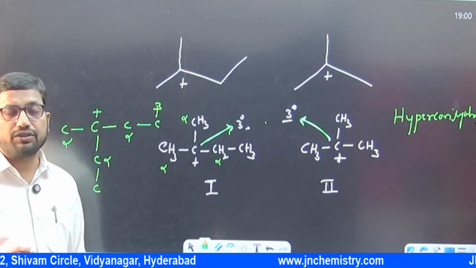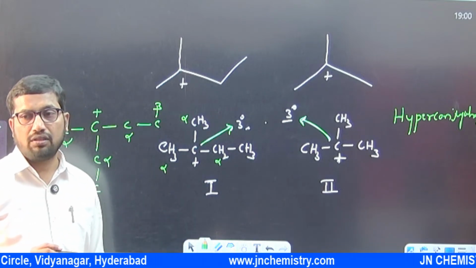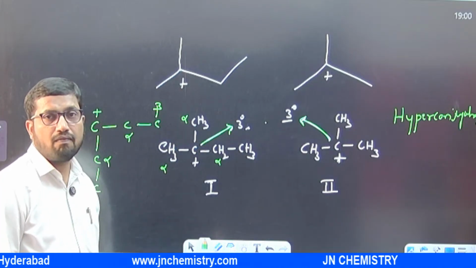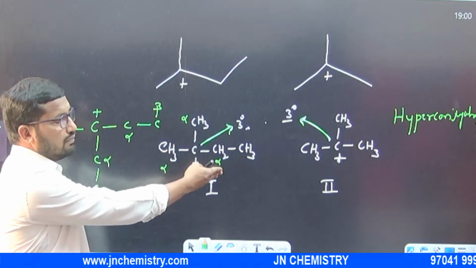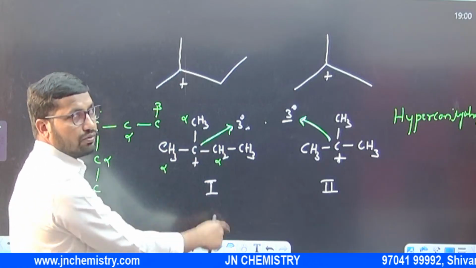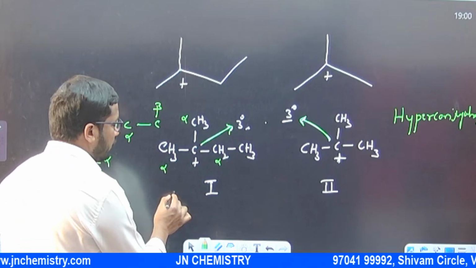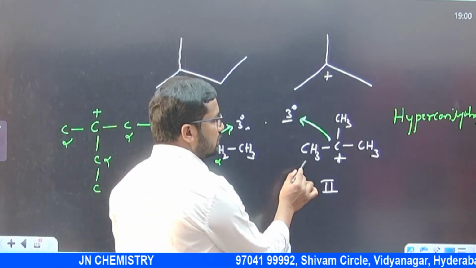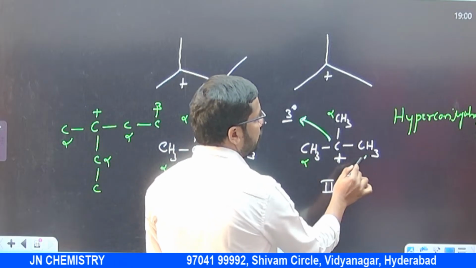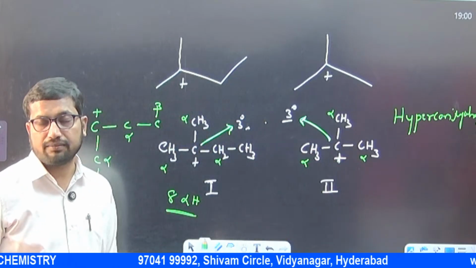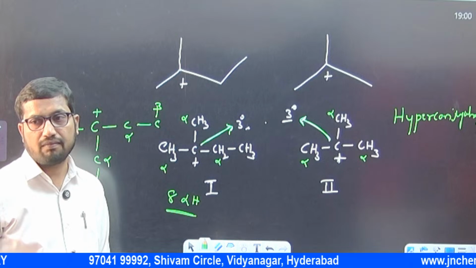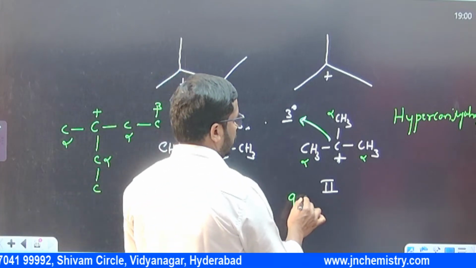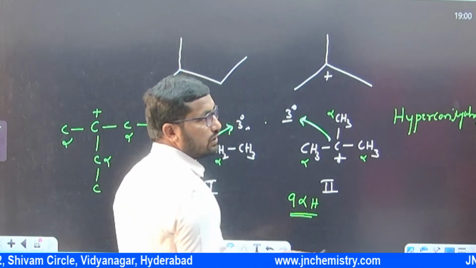Total how many alpha hydrogens are there? How many alpha hydrogens, Nana? 3 plus 3 plus 2, 6 plus 2, 8. 8 alpha hydrogens are here. In this case, how many alpha hydrogens? Alpha carbon, 3 alpha. 9 alpha hydrogens. Write one statement.